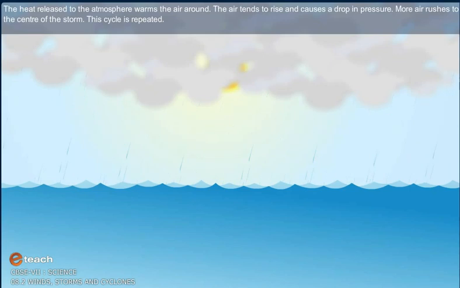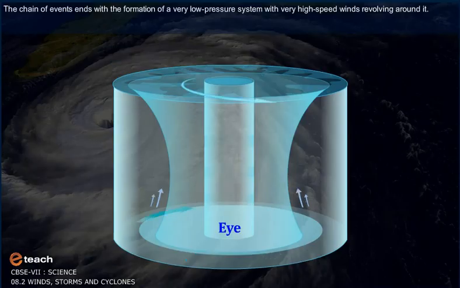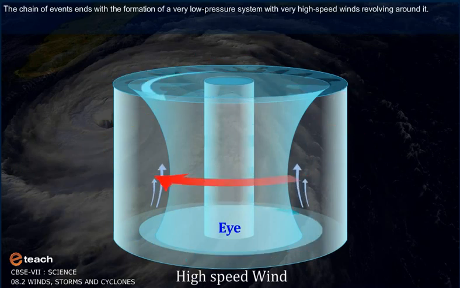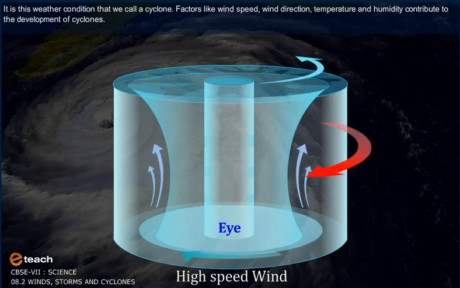The heat released to the atmosphere warms the air around. The air tends to rise and causes a drop in pressure. More air rushes to the center of the storm. The cycle is repeated. The chain of events ends with the formation of a very low pressure system with very high speed winds revolving around it. It is this weather condition that we call a cyclone.